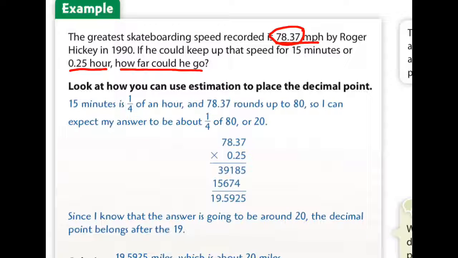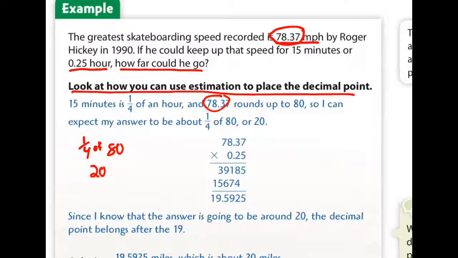All right, so now here is what we're going to do. The first thing says, look at how you can use estimation to place the decimal point. So this is what they're saying. They're saying 15 minutes is 1/4 of an hour, and 78.37 rounds up to 80. So I can expect my answer to be about 1/4 of 80 or 20. So remember, they just said this rounds to 80. 0.25 means 1/4. 1/4 of 80 is 20. So your answer is going to be about 20.